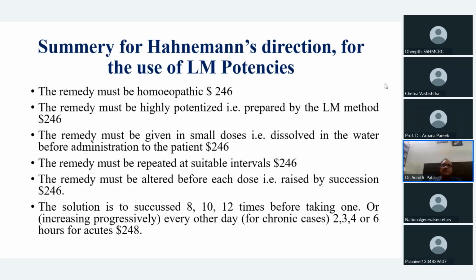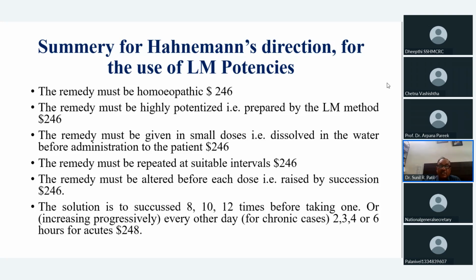These are some summary directions from Hahnemann for the use of the LM potency. The remedy must be chosen homeopathically, aphorism number 246, and the remedy must be highly potentized, that is the preparation of the LM potency in aphorism 246. The remedy must be given in a small dose, dissolved in water before administration to the patient, aphorism 246.